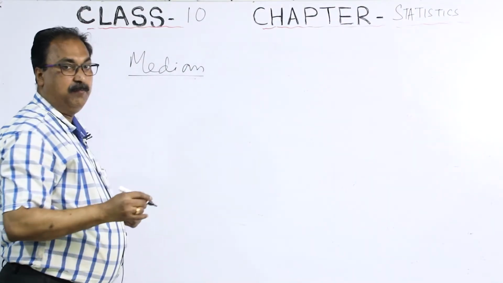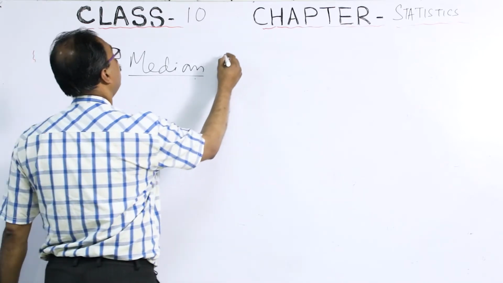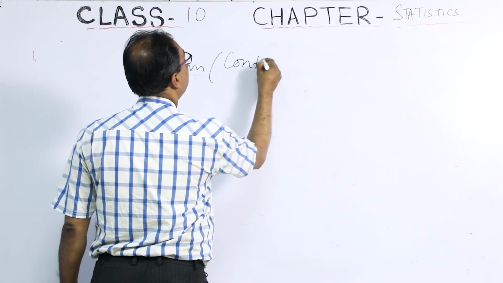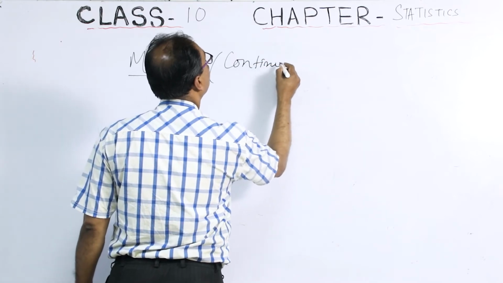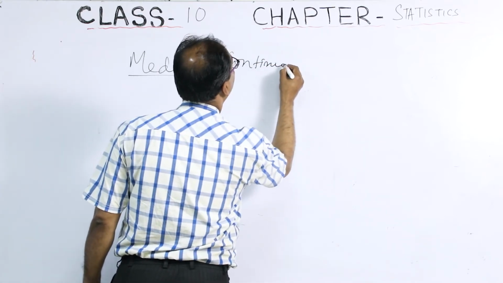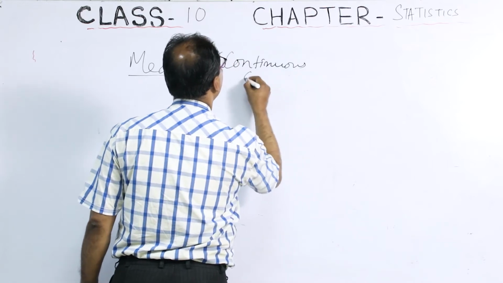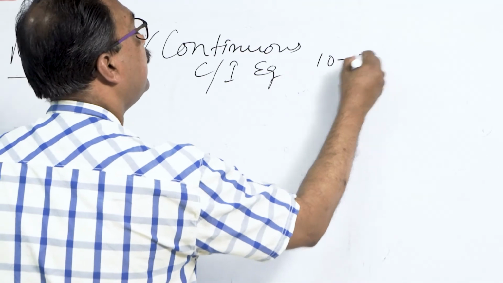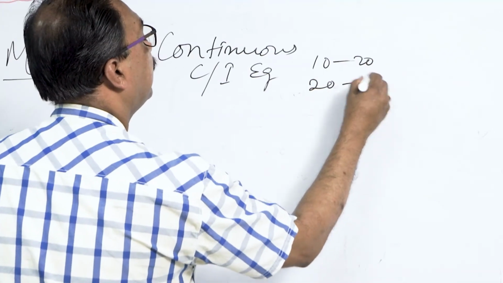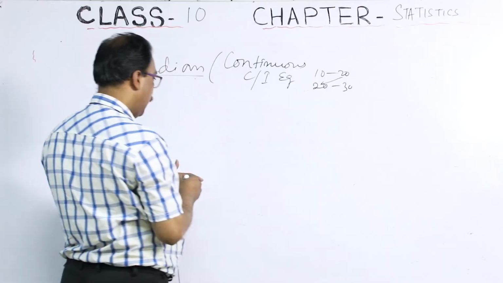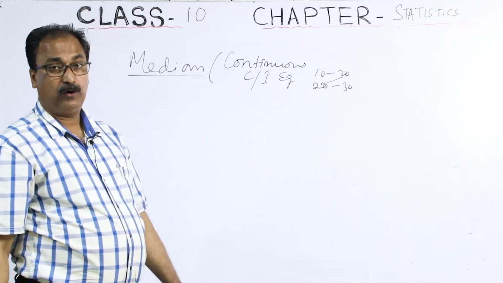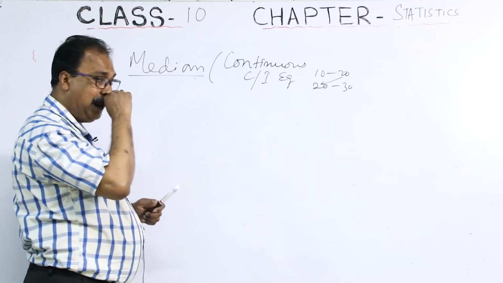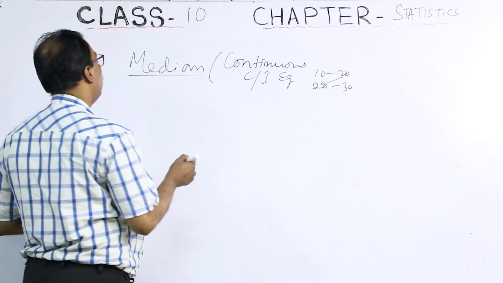Median. For the median, you always have to remember, we need a continuous class interval. For example, it should be 10 to 20, 20 to 30, like that. It has to be continuous. If not, we cannot find the median and mode. So we have to solve the median with a continuous class interval. Clear? Please remember.